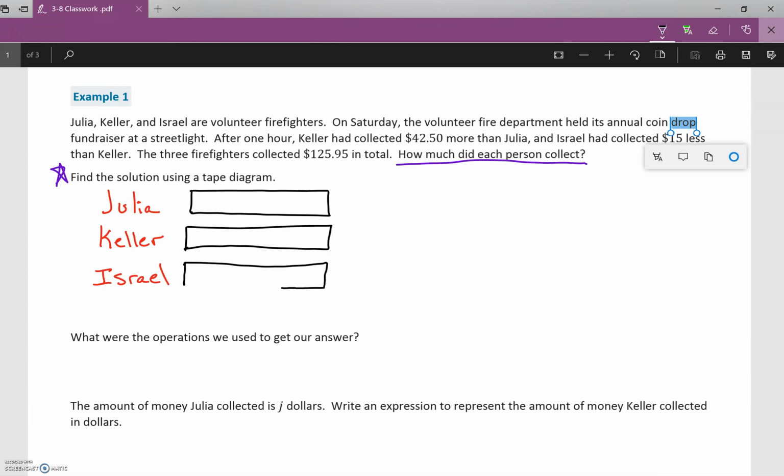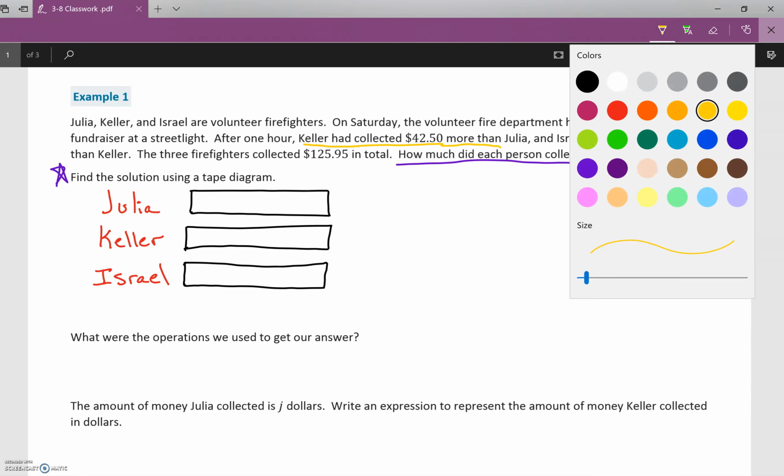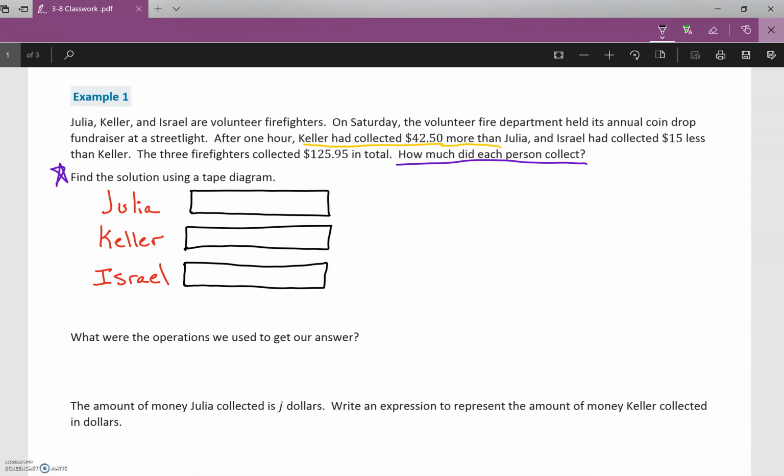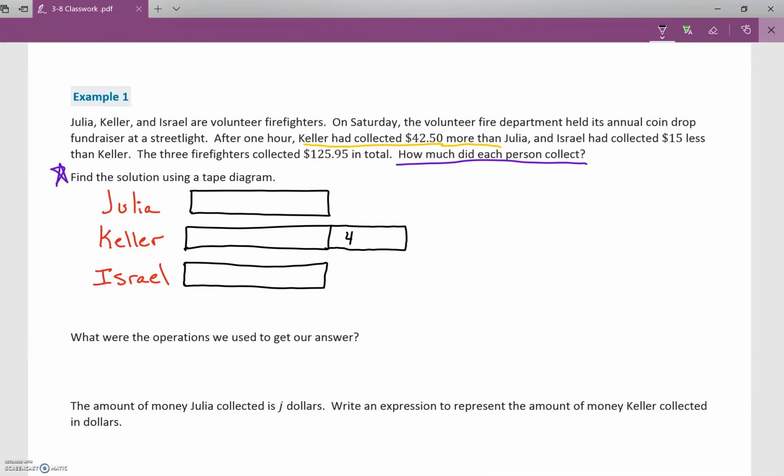Next, we're going to look back for important information. We see that Keller collected $42.50 more than Julia. So what does that look like in our tape diagram? We're going to find Keller, and each of these rectangles represents an amount that they collected at the coin drop. So we know that Keller collected more. So we're going to extend out his rectangle because he collected more money than Julia. How much more? $42.50. So we're going to write that in there.